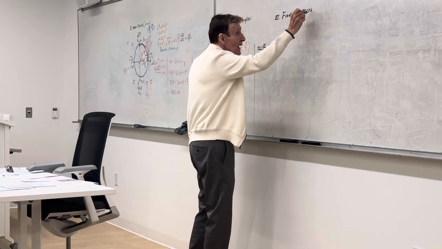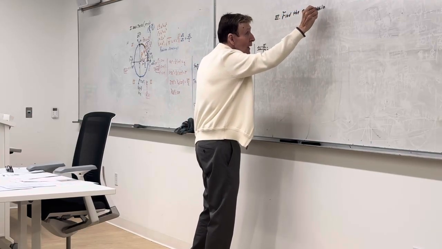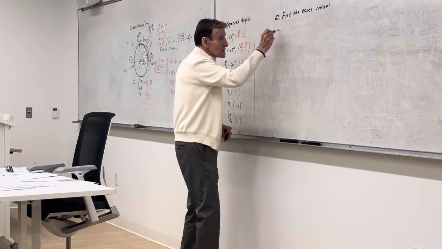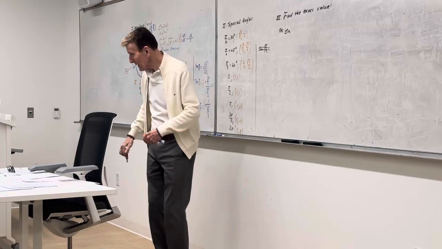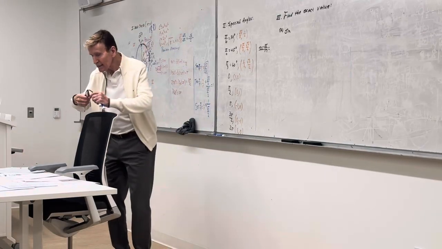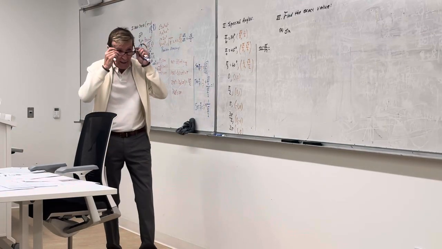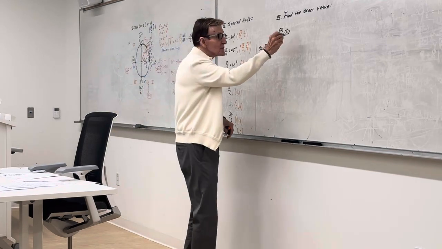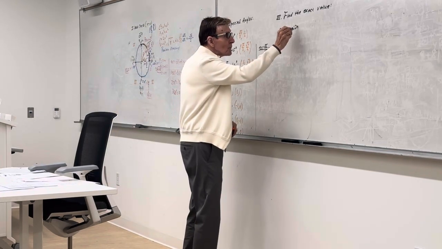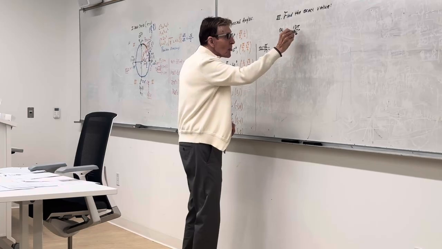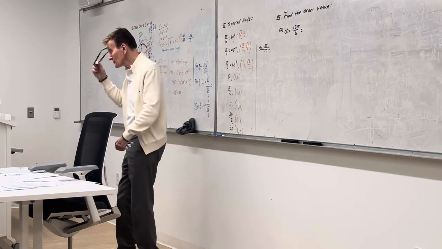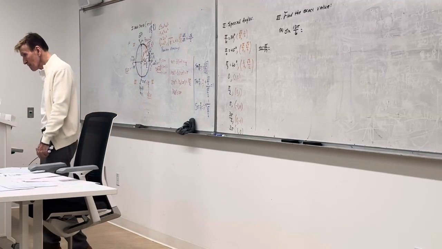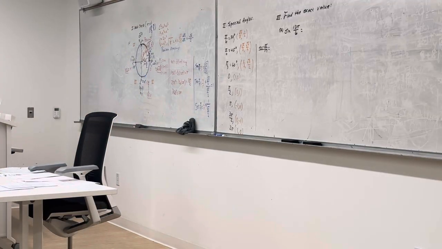Find the exact value. First one, I'd like to find the sine. I'd like to try this. Now watch carefully. Sine of 13 pi over 6.